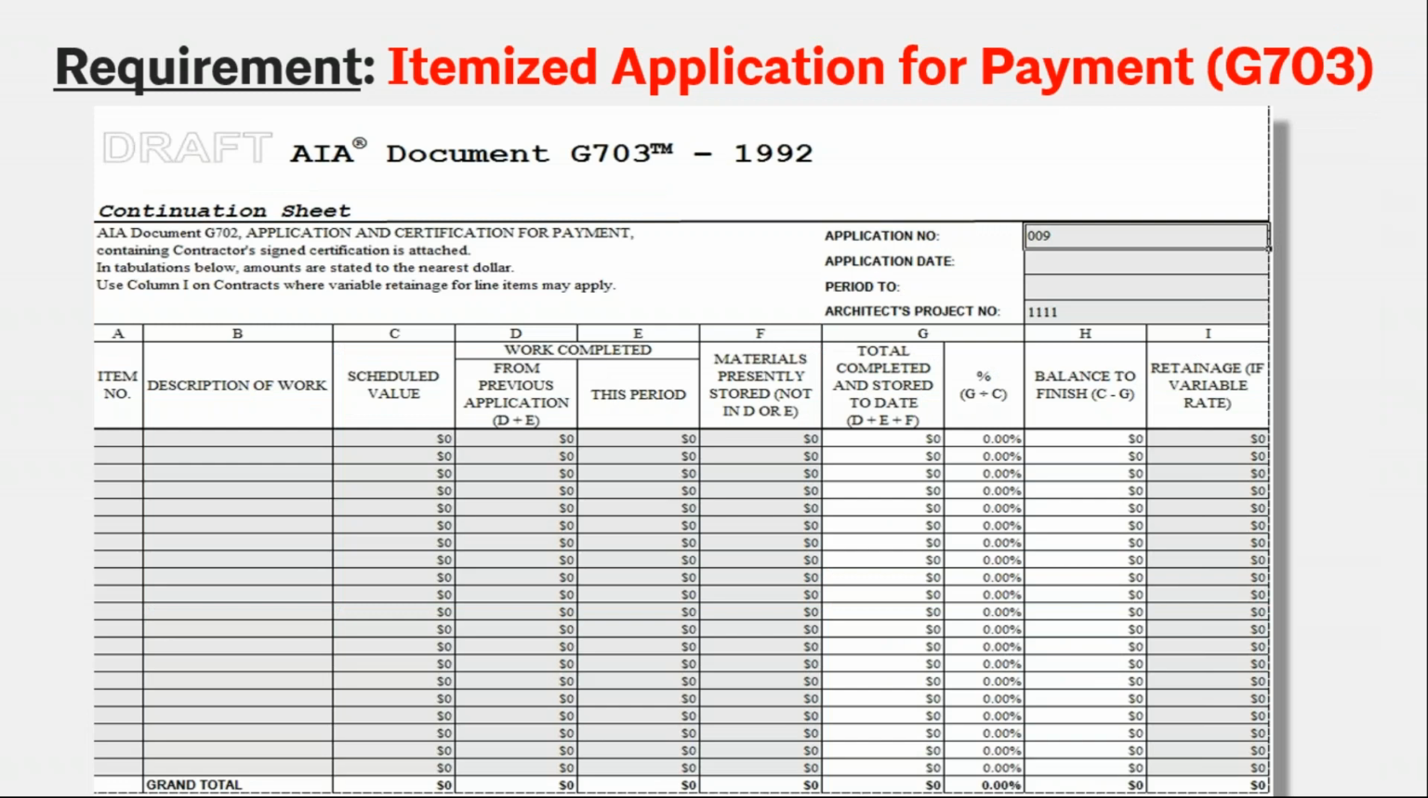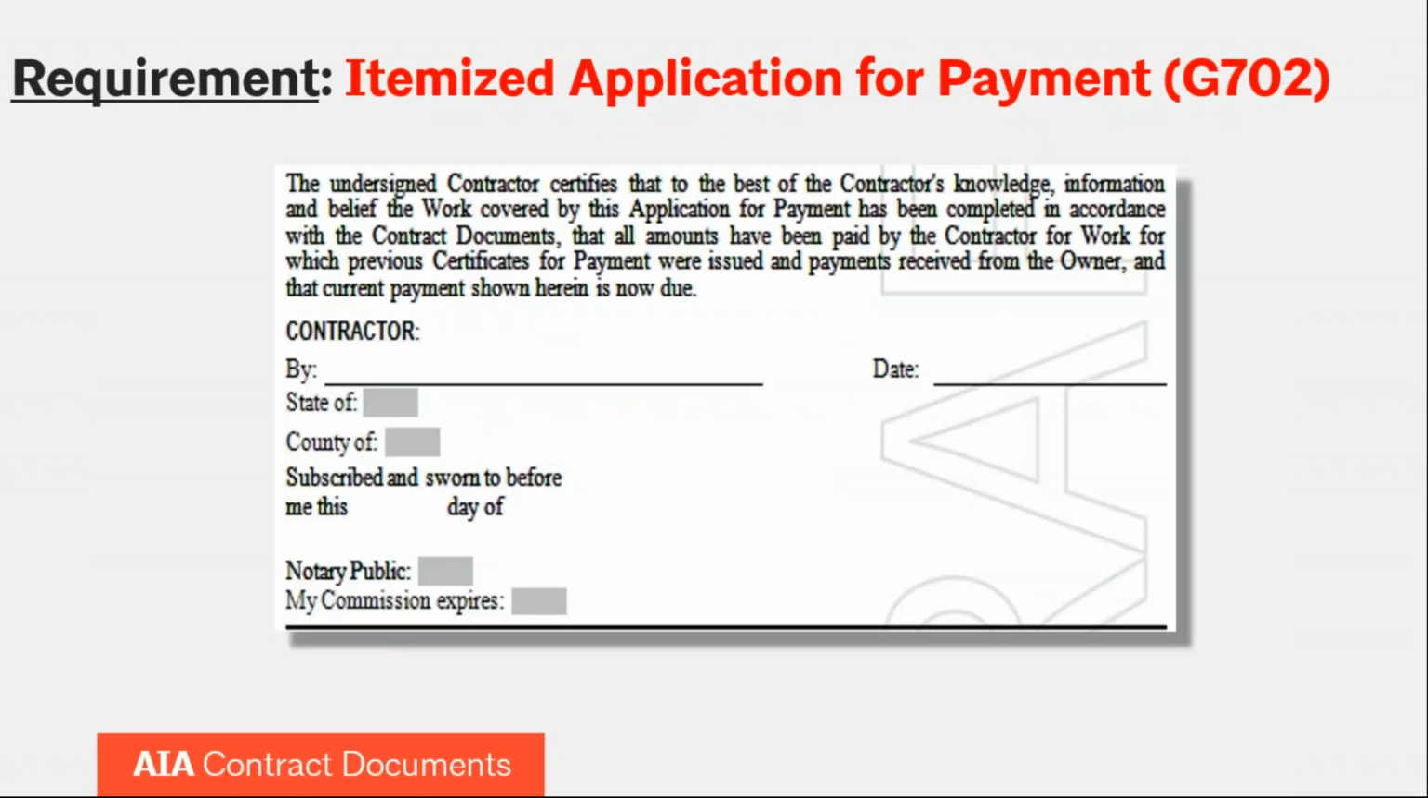This is a screenshot of the G703, again, just showing you what it looks like before we get into all the details. But as you can see, it allows for an itemization of the contract sum, as well as a way for the contractor to indicate how much work has been completed during this period, what materials are stored on site, and what's the total completed and stored to date, as well as if there is a variable retainage rate, what that rate is, or what that retainage is for each line item. And again, Ben will go over that in much more detail in a few minutes.